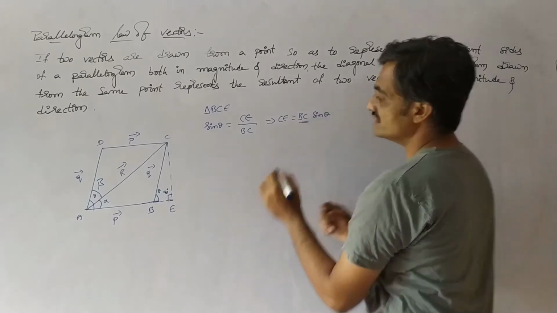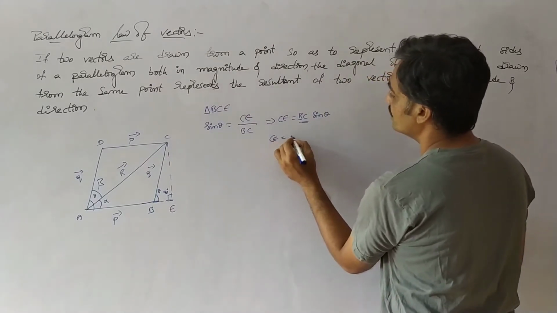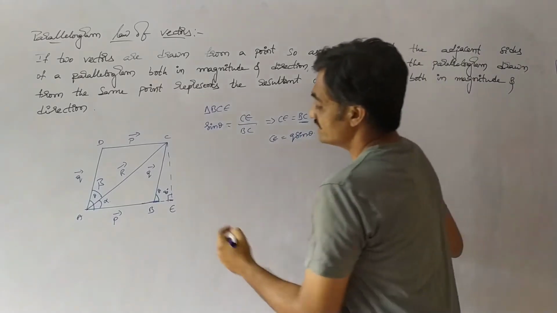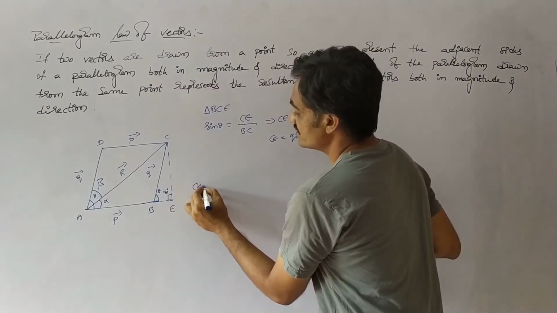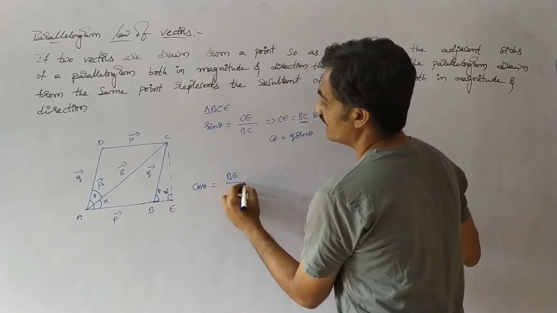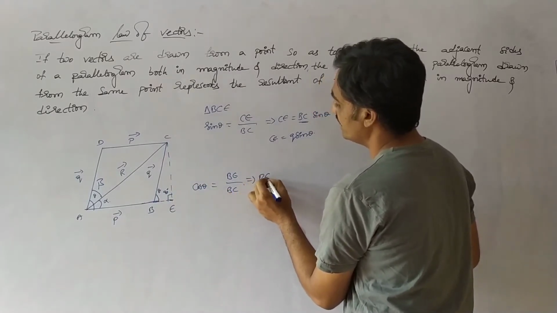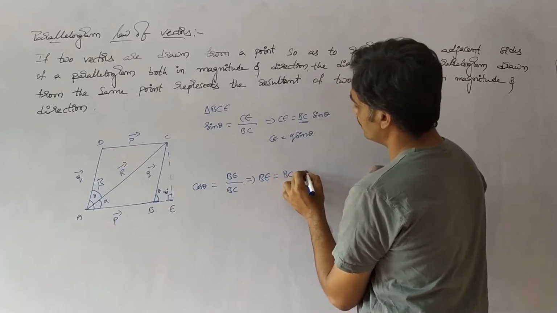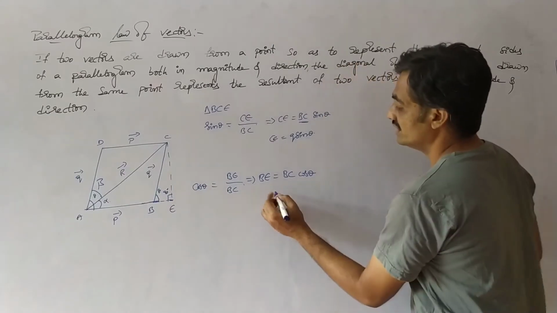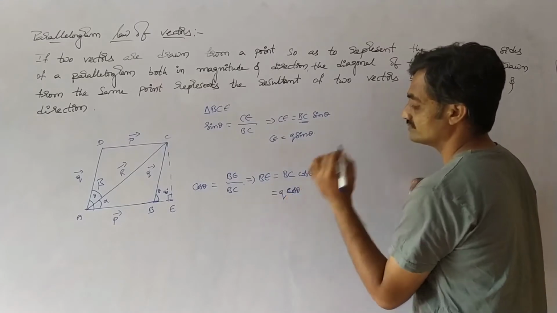We know that BC is nothing but the magnitude of the vector q, so CE is represented as q sin theta. In the same way, cos theta equals adjacent side BE by hypotenuse BC. From this equation, BE equals BC cos theta, where BC is the magnitude q. Based on that we can write BE equals q cos theta.